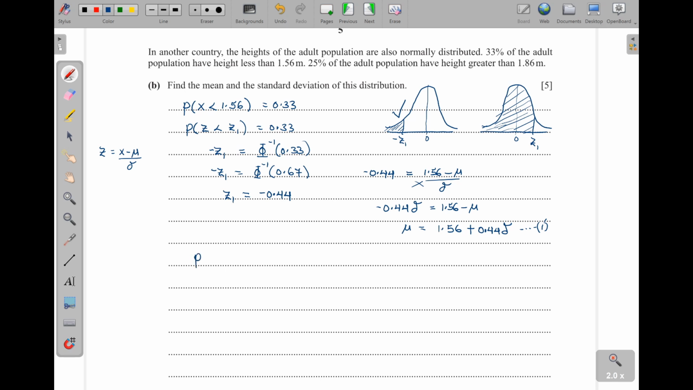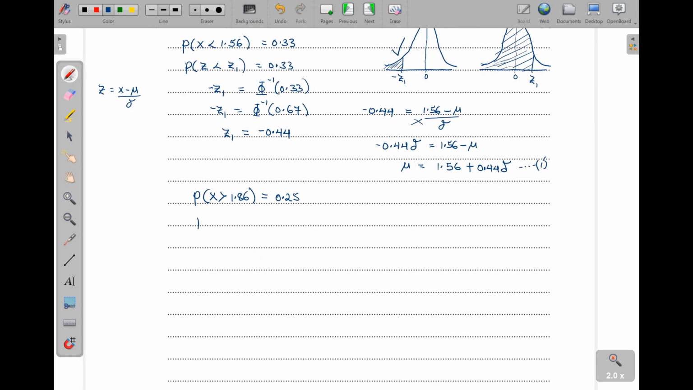So probability of X greater than 1.86 is equal to 0.25. Okay, they gave it to us here, 0.25. So meaning I'm going to have probability of Z greater than, let's say Z2, since I used Z1 there, it's going to be 0.25. Again, do simple sketches here to see whether Z2 is positive or negative.